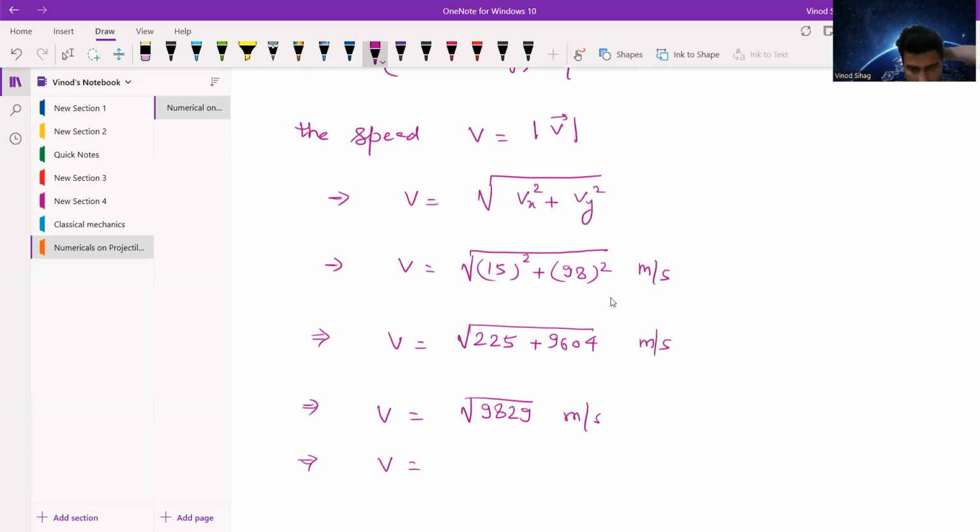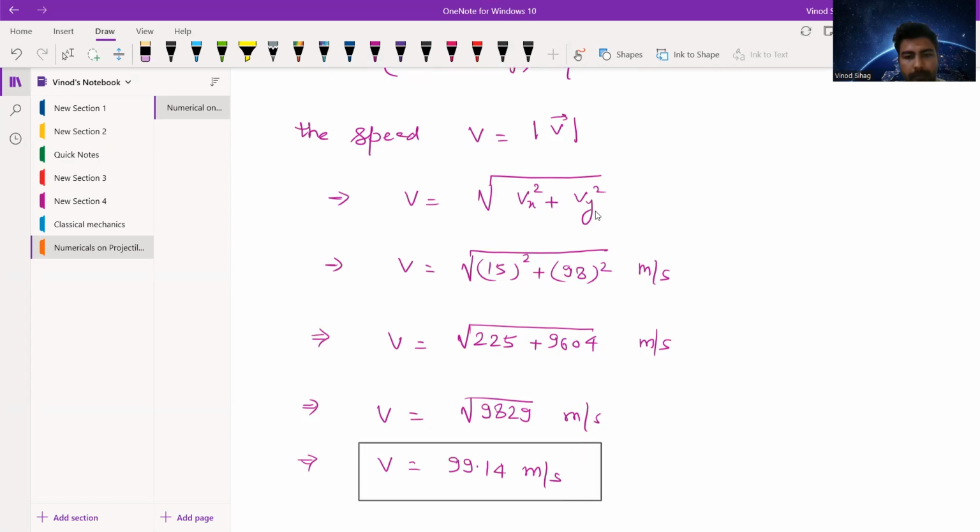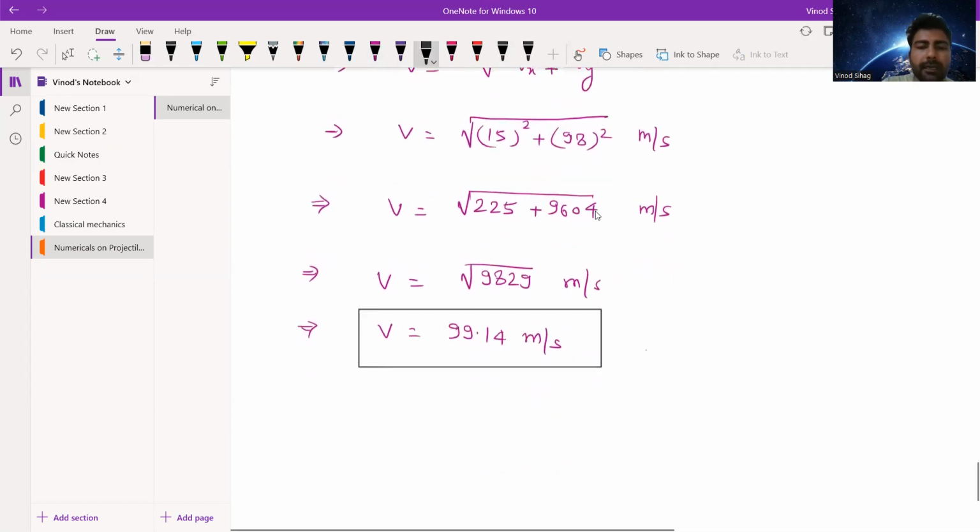approximately 99.14 meter per second. So this will be the final velocity, final speed at the time when the stone will touch the ground.